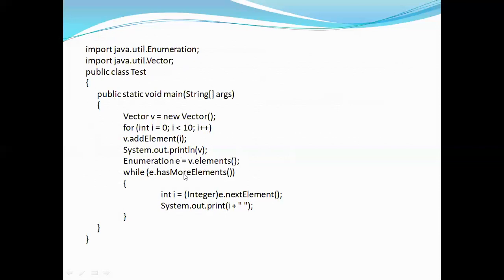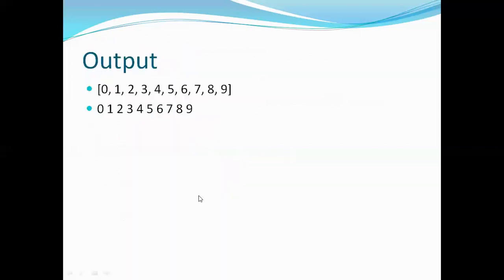As every time we are checking whether it has more elements or not, if it has more elements, then the next element will be pointed to by this enumeration and it is saved into i. So the next element is always saved in i, and continuously I'm printing i here. So you are using two methods: one is just the normal println statement, the other one is using the iterator here.